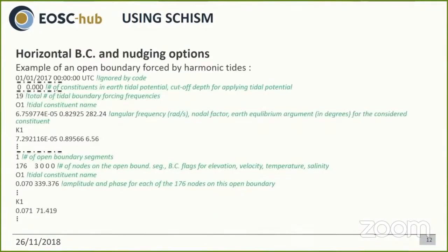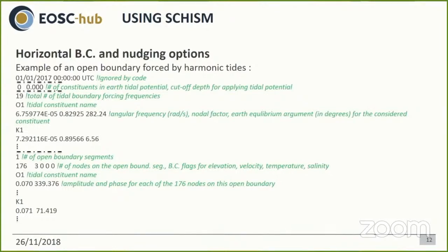Now we'll see the format for a BC tide with a harmonic forcing, which will be the most commonly used. The first line corresponds to a comment, it is ignored. The second line corresponds to the number of constituents for the Earth's tidal potential. Here this is 0. And then these are the number of constituents that are applied along the open boundary.